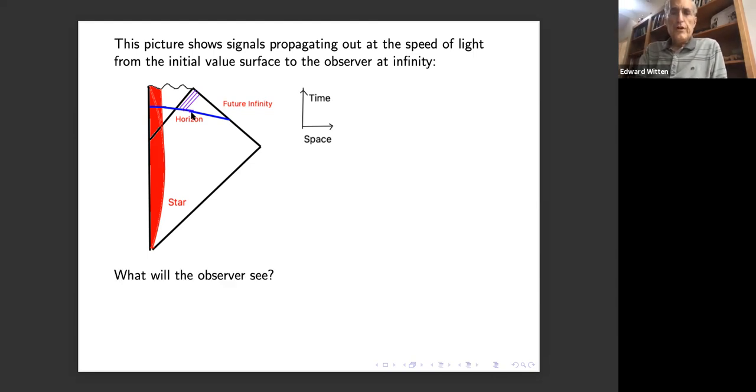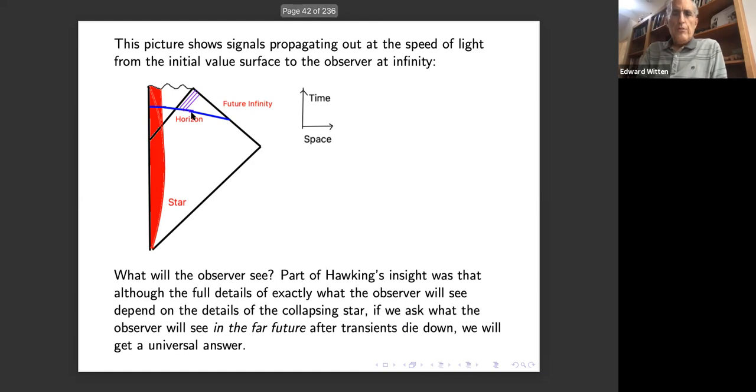So what will an observer at infinity see? Part of Hawking's insight was that although the full details of what the observer will see depends on the details of the collapsing star, if we ask what the observer will see in the far future after transients die down, we'll get a universal answer.